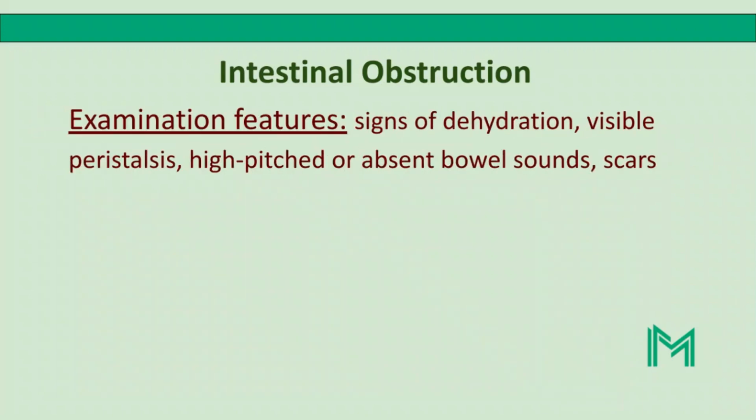What are the signs you would expect to see in a patient who has intestinal obstruction? There'll be dehydration, loss of skin turgor, and all the other signs of dehydration will be present. There'll be visible peristalsis. In certain instances, you'll be able to hear high pitched or absent bowel sounds.